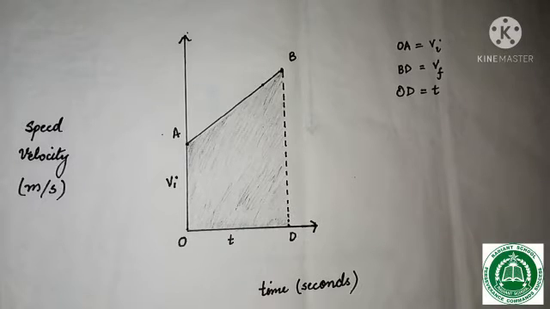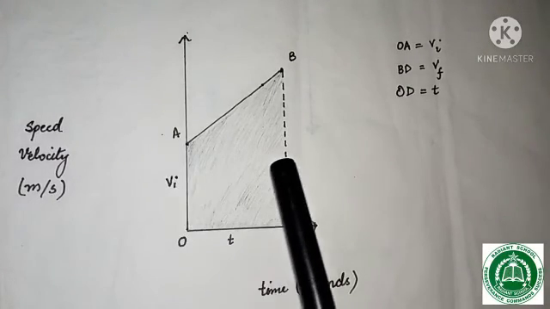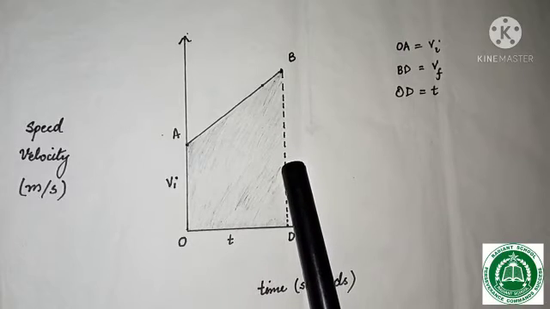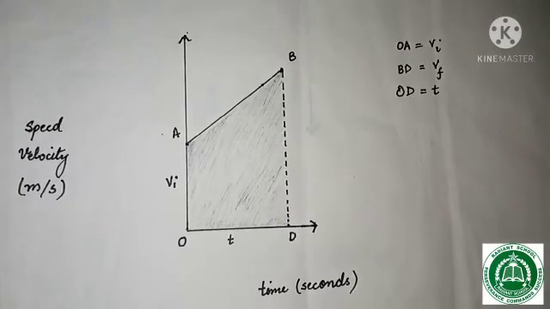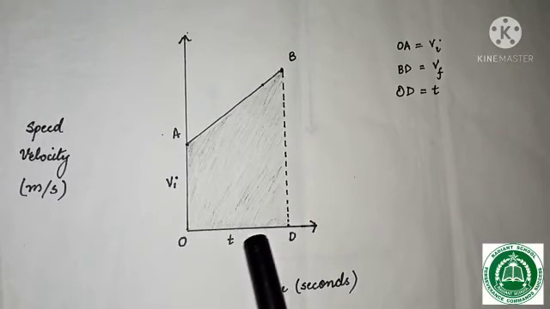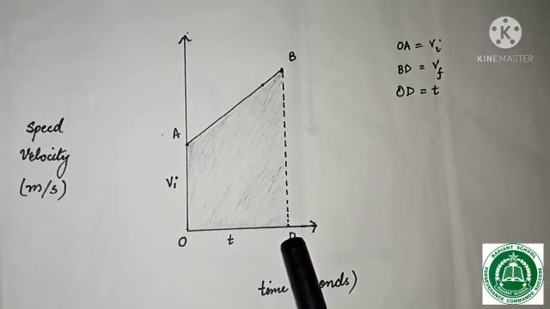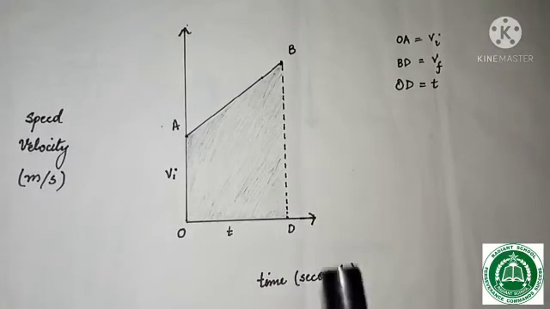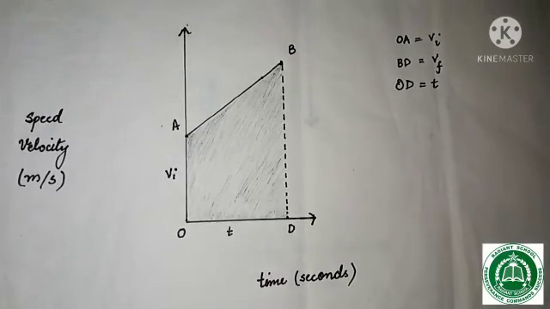Now what is the formula for the area of a trapezium? Area of a trapezium is 1 by 2 times the sum of the parallel sides multiplied by the height of the trapezium. For this trapezium OABD, the height is this OD. So I will be doing the derivation on the slide which is coming next, and hopefully you have understood all the parameters very well.